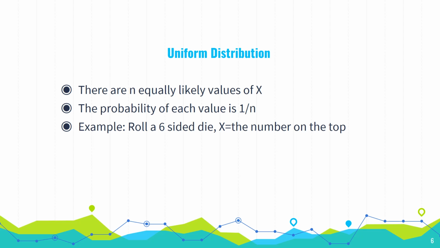A very classic example would be rolling a 6-sided die. X is the number on the top of the die after you roll it, so the 6 numbers each have a probability of 1 divided by n. Another example would be flipping a coin. If we assign the value 0 to, say, tails and 1 to heads, then they're equally likely, so they each have a probability of 1 divided by 2, 1/2.